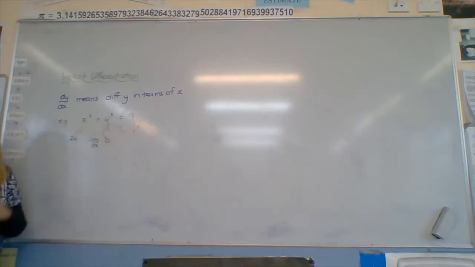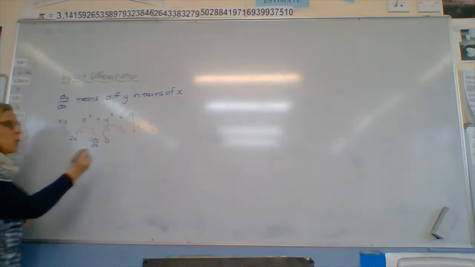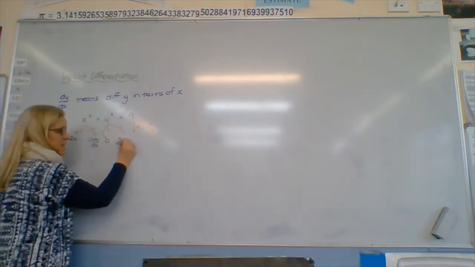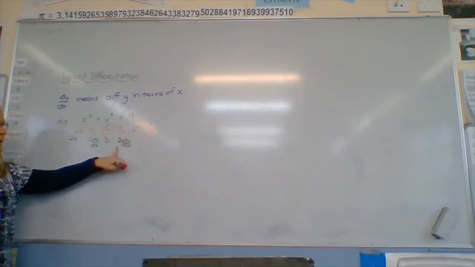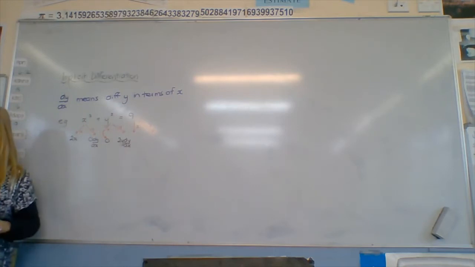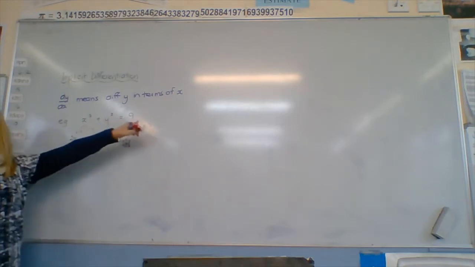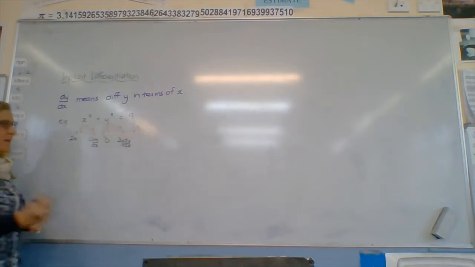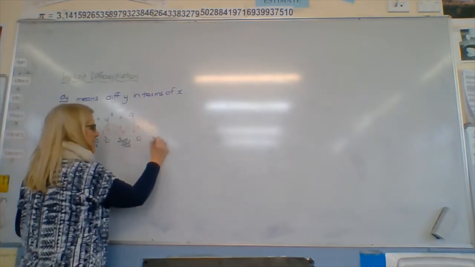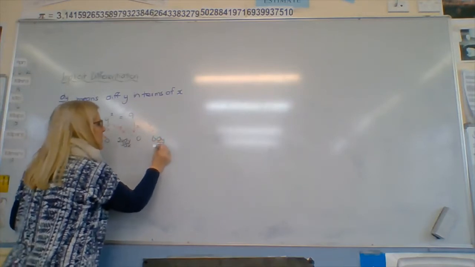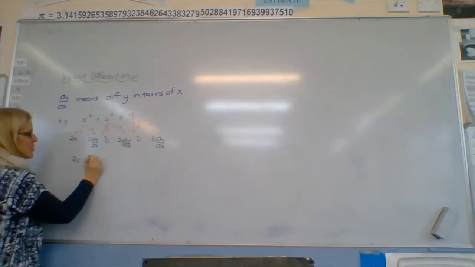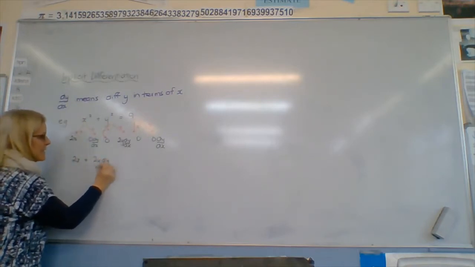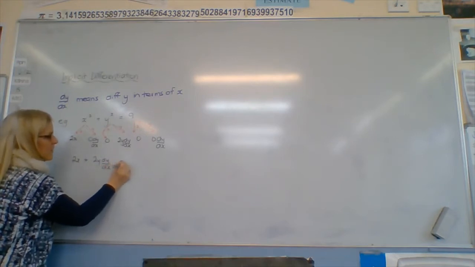So if we now differentiate the y's, what do we get? 2y dy by dx. So we've differentiated y with respect to x as though it's a y, with respect to y as though it's an x. And when we differentiate a constant, we get 0 both times. So 0 here and 0 here. So getting rid of all the zeros, what do we have left? We've got 2x plus 2y dy by dx equals 0.